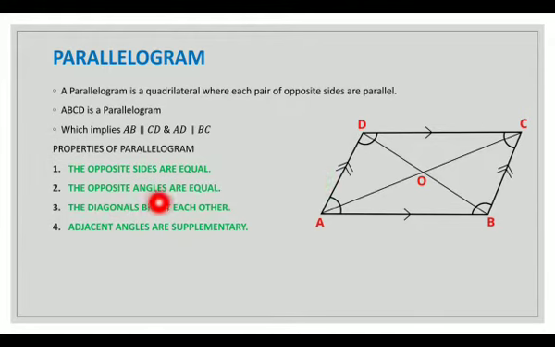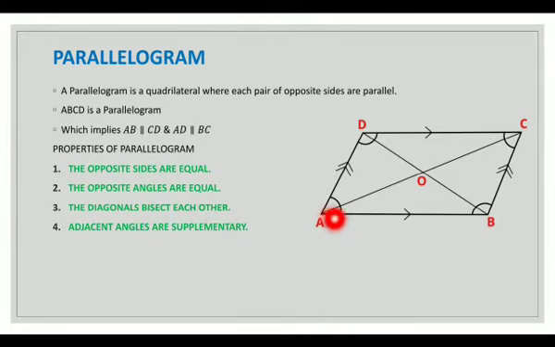The next property: opposite angles are equal. Angle A is opposite to angle C and angle B is opposite to angle D. The property says opposite angles are equal, which means angle A equals angle C, angle B equals angle D.